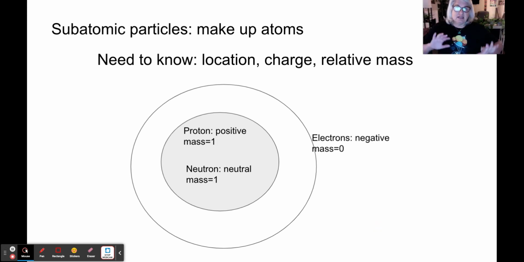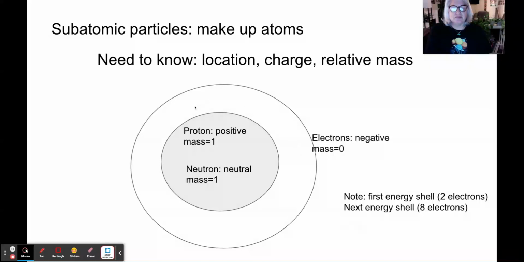Then outside in that cloud, we talked about those energy shells. That's where you're going to find the electrons. They have a negative charge and a relative mass of 0. Now remember, if it's matter, it can't have a mass of 0, but we call it a relative mass. This would be like, imagine you step on a scale and you have a ring on. The ring has mass, but when you look at the mass of the whole thing, that ring really doesn't add anything to it. And that's kind of what electrons are like.